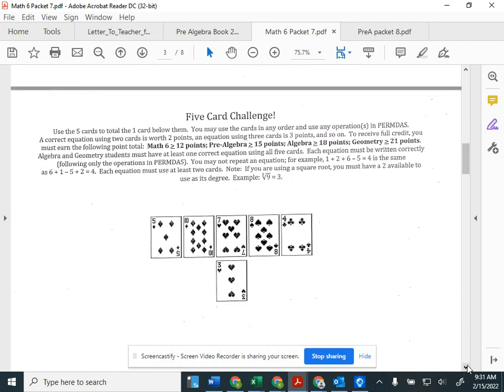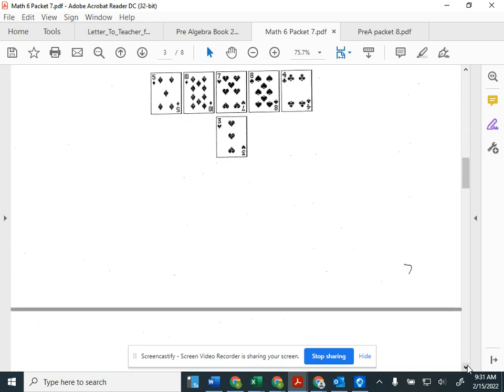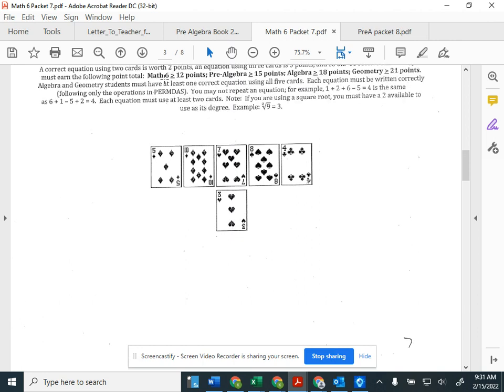Five-card challenge. We know the 5-card challenge. We love the 5-card challenge. So make sure your total equals 3. We are in math 6, so we need to come up with 12 points. So what is one way that we could come up with an answer of 3? What equation did you have, Nolan? Well, 10 minus 7.